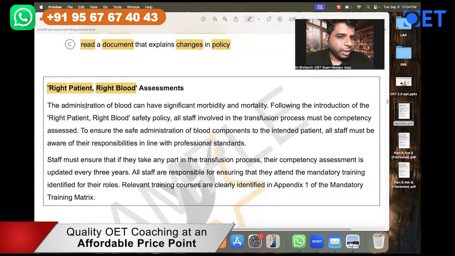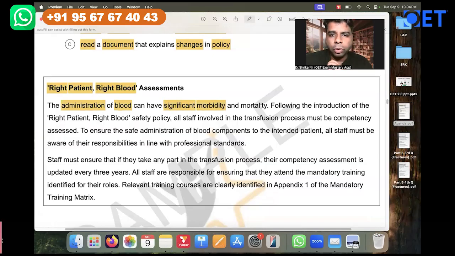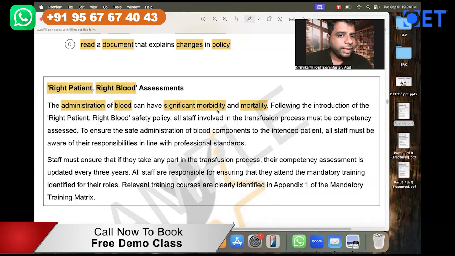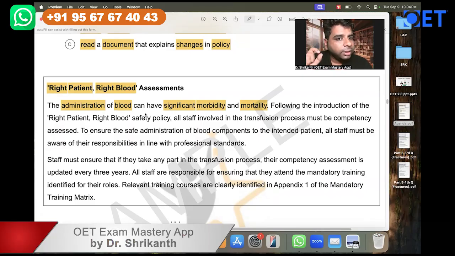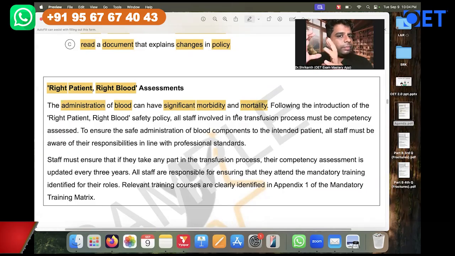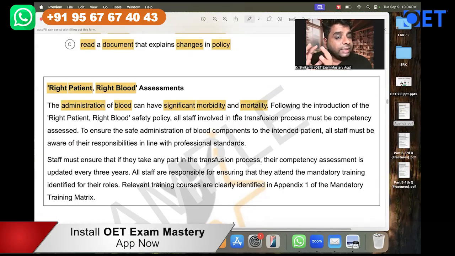The administration of blood can have significant morbidity as well as mortality. Mortality is death and morbidity is basically disease. So blood transfusion is not a very safe process. It requires a lot of vigilance, because if the right patient is not receiving the right blood, it can have very serious consequences. It can cause serious death rates as well as disease conditions. So from the first sentence itself, we are understanding the seriousness of blood transfusion. Again, you have to sense it.